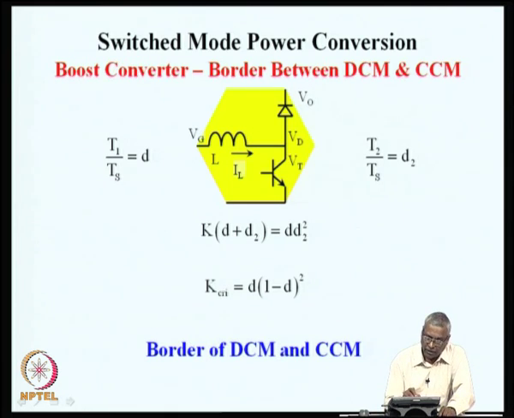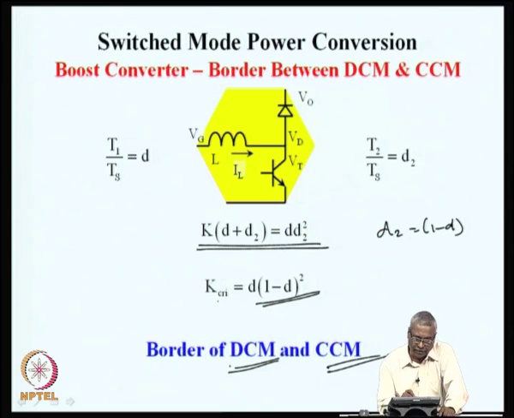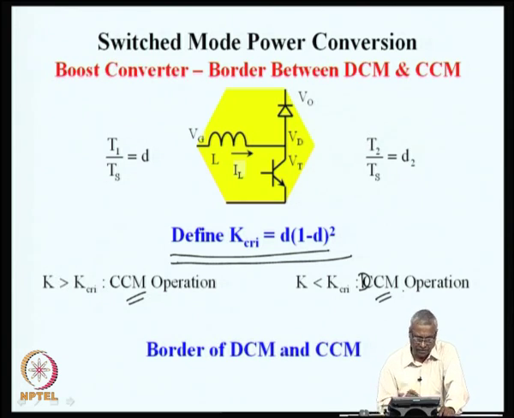We can find out the value of k for which this d2 is 1 minus d in this relationship. If we put that in here, k critical is that value of k when d2 is 1 minus d, or that value of k when the converter is operating on the border between DCM and CCM. In this particular converter, the boost converter, this critical value of k is d into 1 minus d whole square, and once this k critical is defined, we can find out when the converter will be in CCM operation and when it will be in DCM operation.